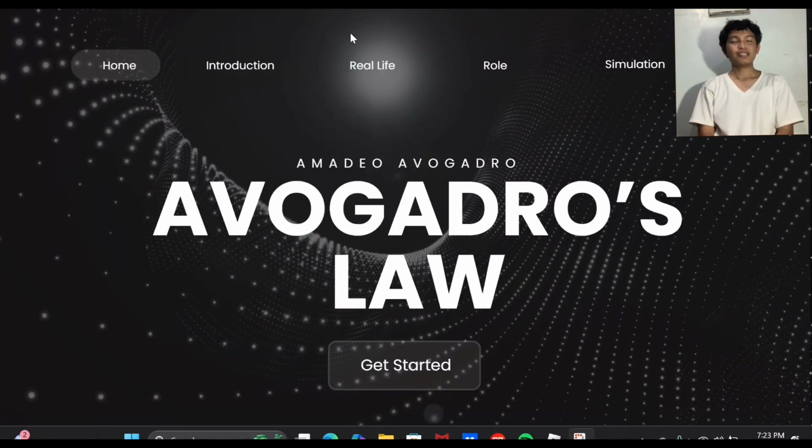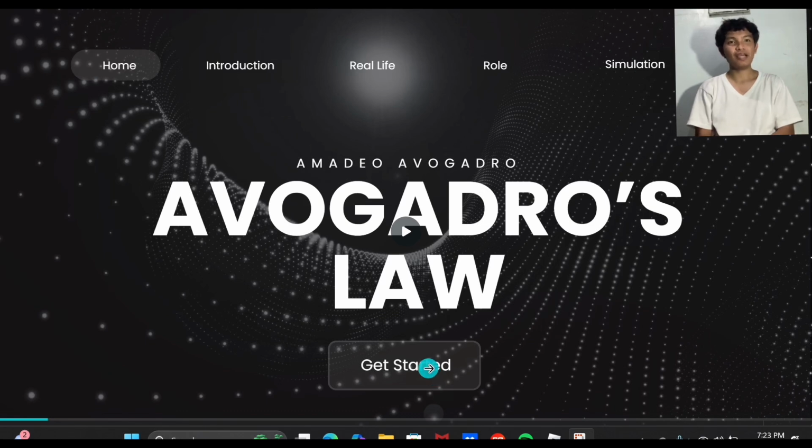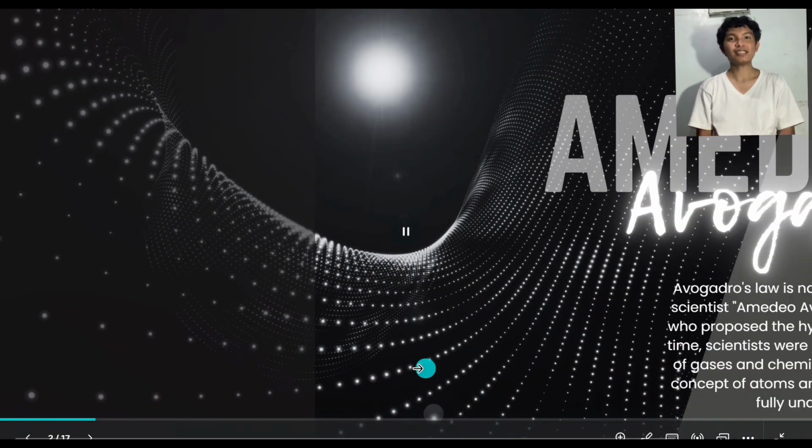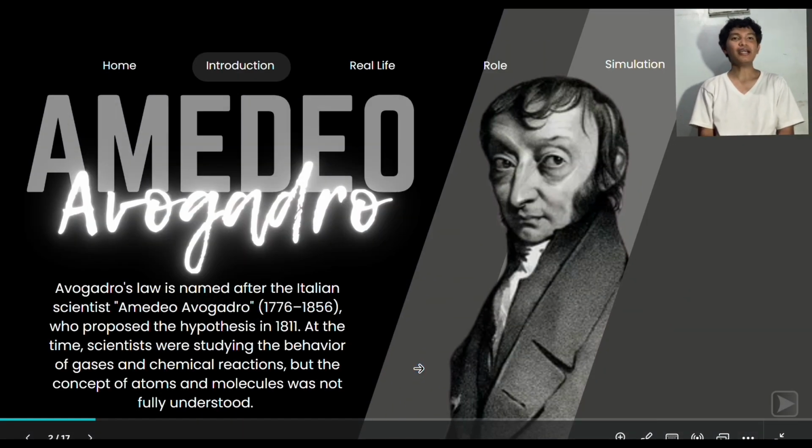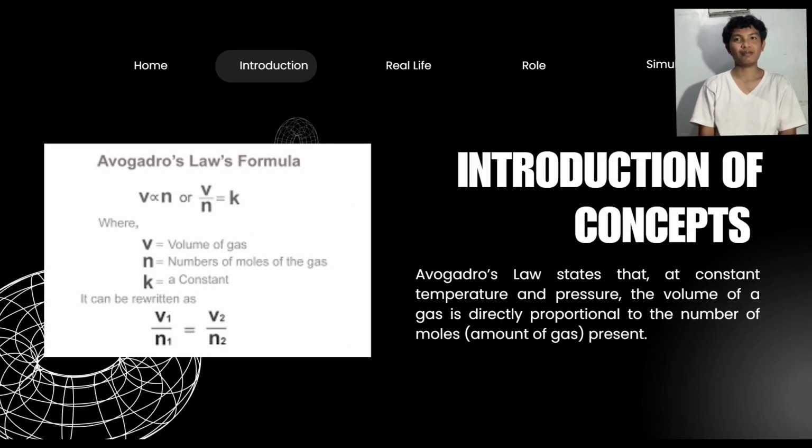Hi everyone! Today, we're going to learn about Avogadro's law. This law is named after Amedeo Avogadro, an Italian scientist who proposed it in 1811, during a time when the idea of atoms and molecules was still developing.